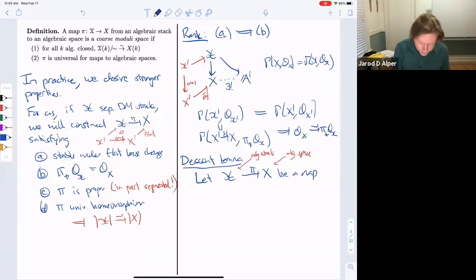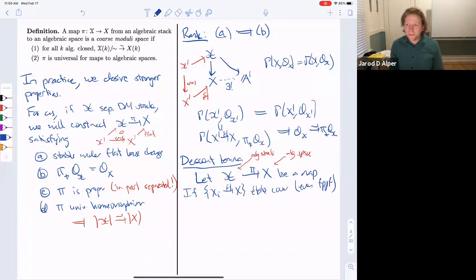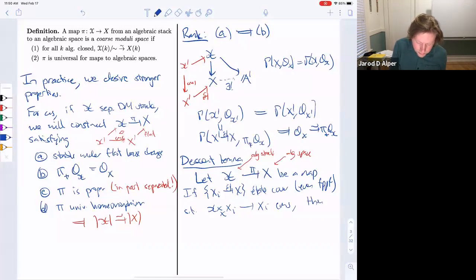Here, again, this is an algebraic stack and an algebraic space. Suppose we have a cover, in the étale topology, it could even be fppf, such that if you take the base change, the map from the base change of the stack to the base change of the space is a coarse moduli space. Then the original map is too. And the reason this holds is just descent.